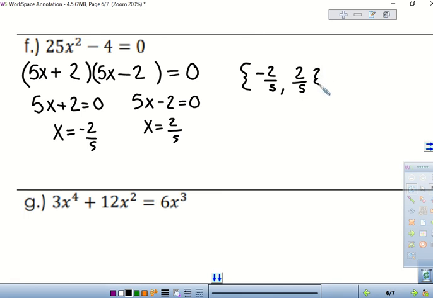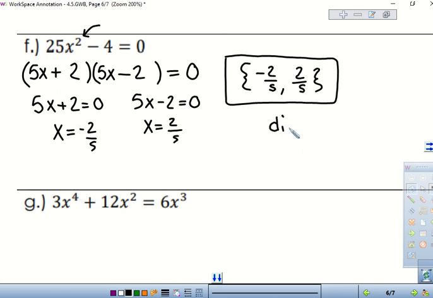How many of those solutions are real? Both of them. How many are imaginary? 0. None of them. So the degree of the polynomial is 2. We have 2 real solutions. That means that we cross the x-axis 2 separate times. What's the method called again? Oh yeah, this method is called difference of squares.